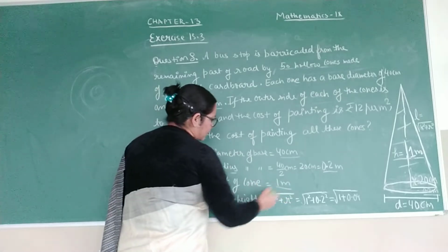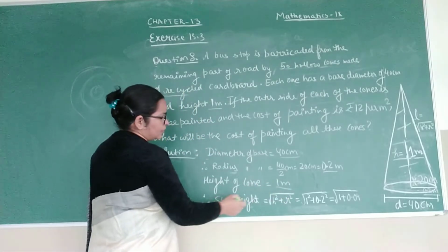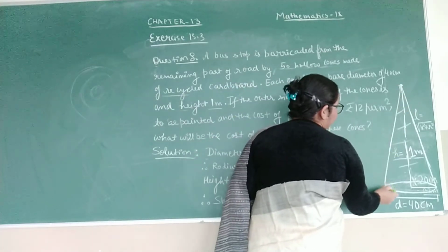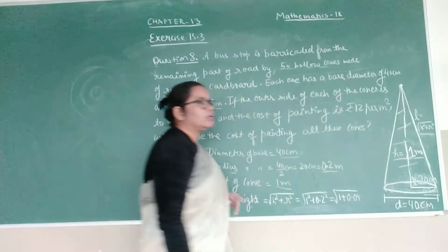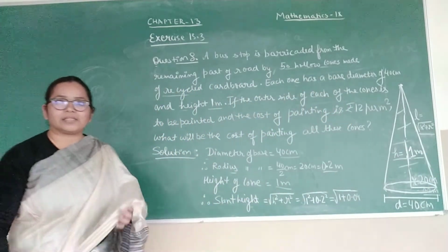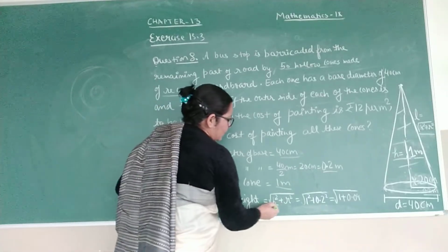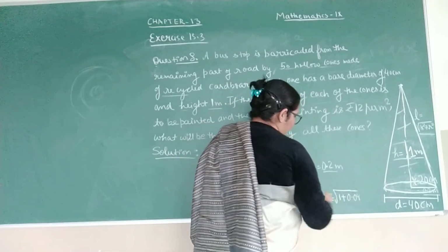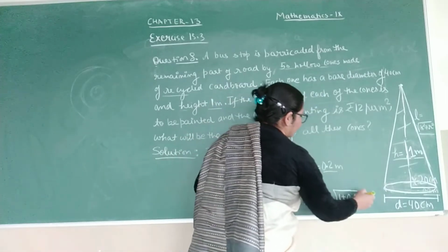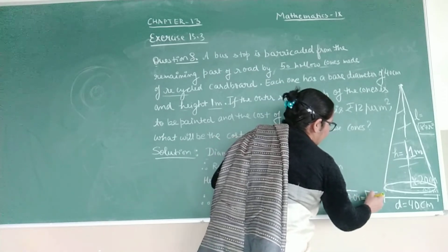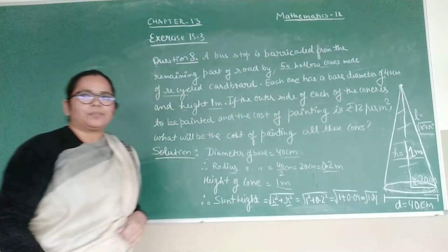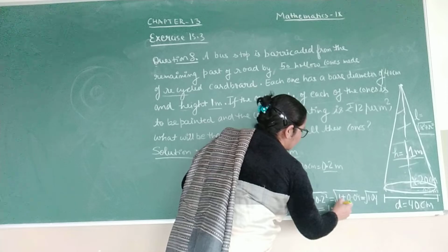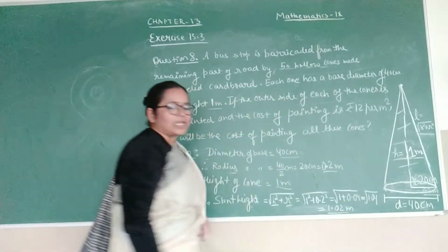Height of the cone is 1 meter. So what will be the slant height? The distance of the vertex from the boundary of the base is the slant height. We know the formula, under root h square plus r square, using Pythagoras theorem. So put the value of h and r, it is 1 square and 0.2 square, which gives you 1 plus 0.04. So it will be equal to under the root 1.04, and it is given in your book as a hint also that the square root of 1.04 is 1.02 meter. So this is our slant height.